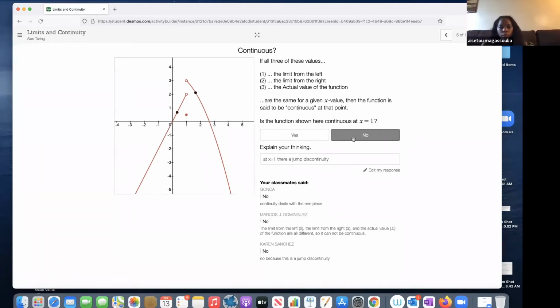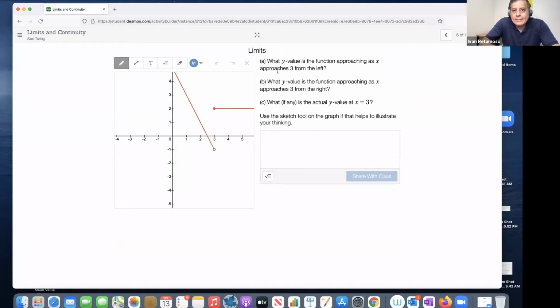All right, next challenge. Let's continue here with the next challenge. This is about limits. Now, part A says, what y value is the function approaching as x approaches 3 from the left? Part B says, what y value is the function approaching as x approaches 3 from the right? And part C, what, if any, is the actual y value at x equal 3. So let's answer all these questions, right? Let's answer A.